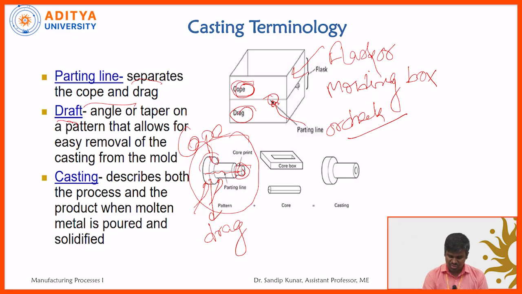Here also we are seeing one core box. This is one example of the core. Core is used to create internal features like a cylindrical shape, any circle shape or spherical shape, whatever internal features are required. We fabricate the core and put it into the mold cavity. After solidification, we get that particular casting product. This is the solidified product.